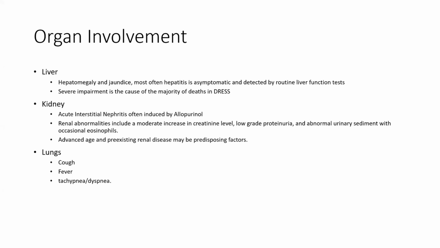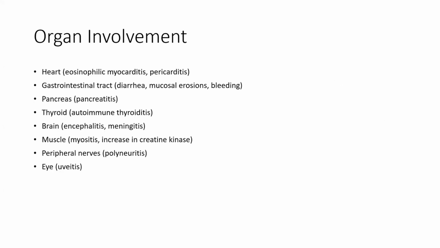For the kidney, you can get acute interstitial nephritis, often induced by allopurinol. Renal abnormalities include a moderate increase in creatinine level, low-grade proteinuria, and abnormal urinary sediment with occasional eosinophils. Advanced age and pre-existing renal disease may be predisposing factors. For the lungs, it can present with cough, fever, and tachypnea, dyspnea. Other organs that can be involved include, as listed below, thyroid. You can get an autoimmune thyroiditis, pancreatitis, uveitis, etc.